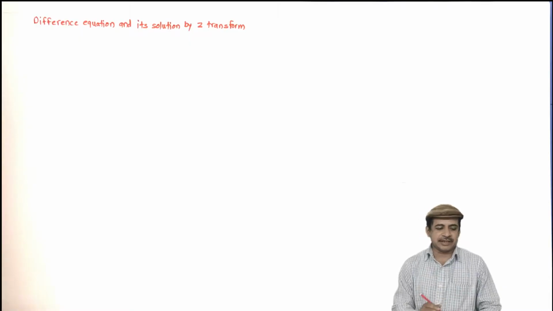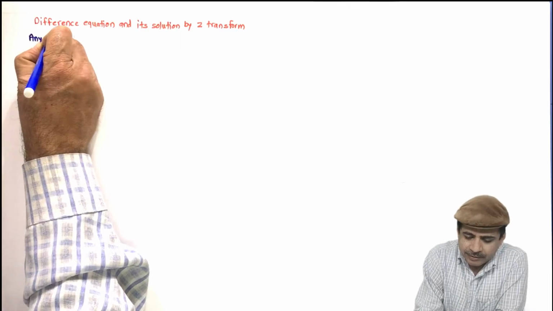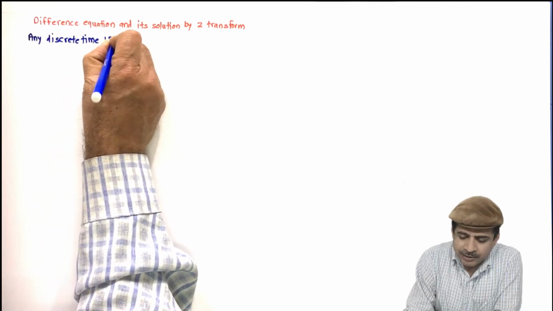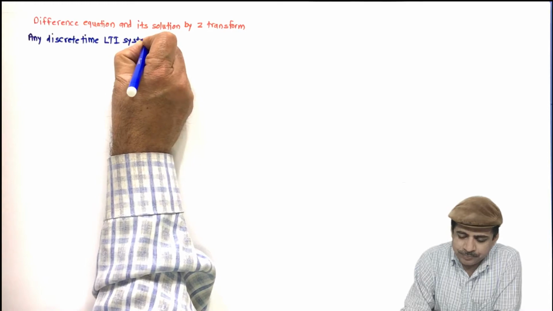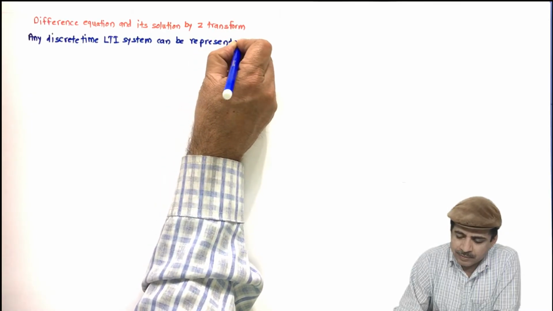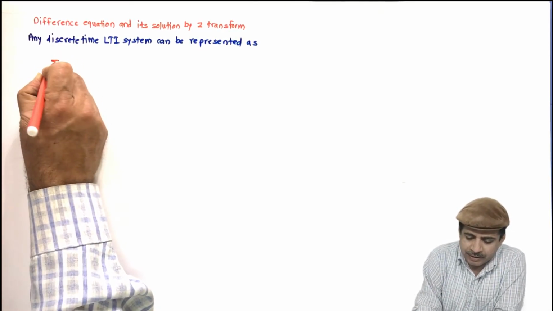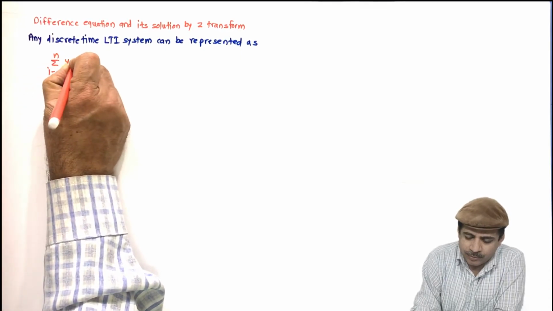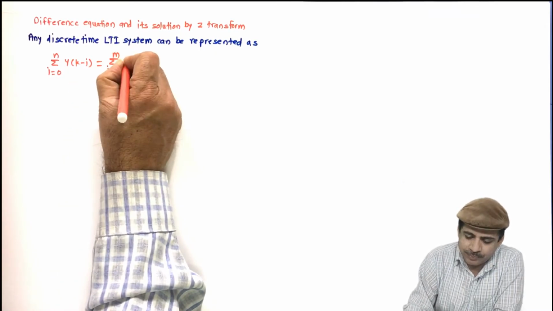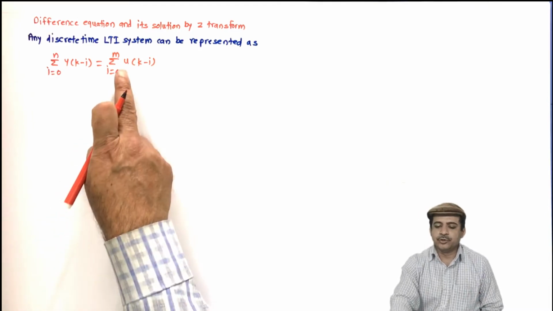Any discrete time LTI system can be represented as summation i equal to 0 to n of y of k minus i is equal to summation i equal to 0 to m of u of k minus i, where y is the output of the system and u is the input applied to the system.